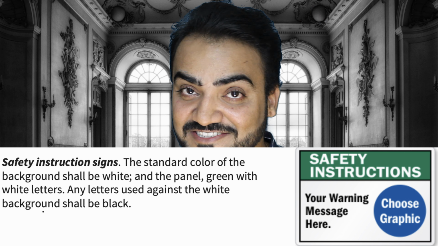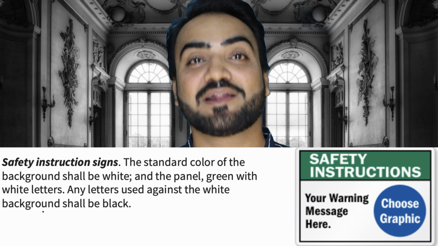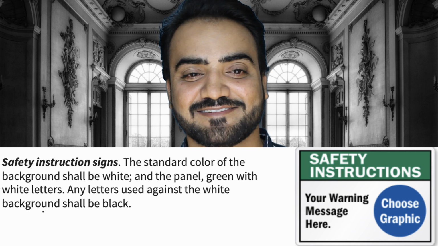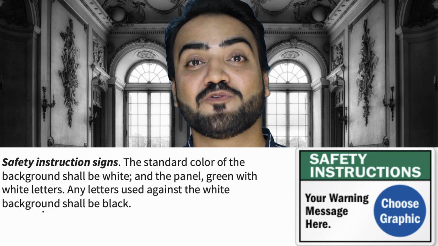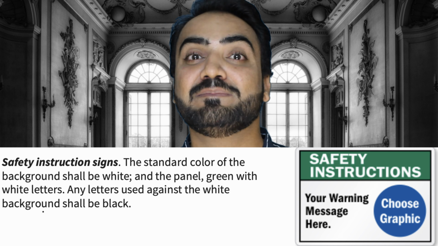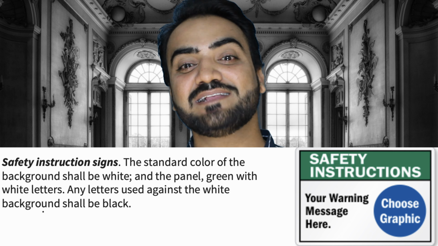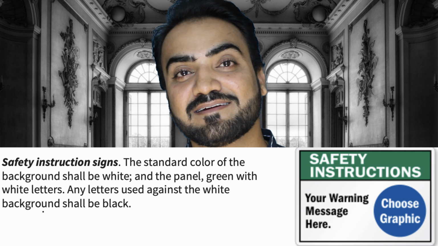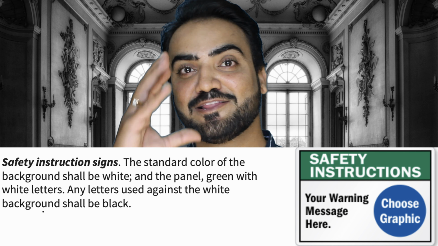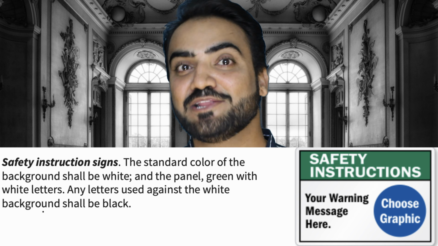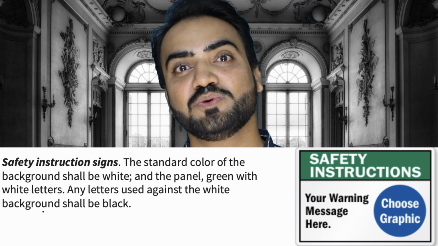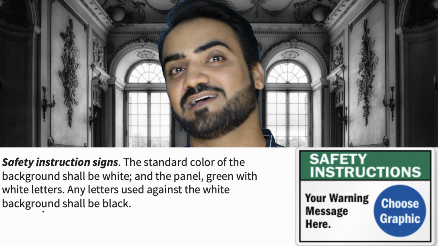Next is safety instruction signages. The standard color for the background shall be white and the panel will be green with white letters. Any letters used on the white background for the major message will be in black color. As shown in the image, you can see the signal word is written on a green background with white letters, and the major message is written on the white background with black letters, and a graphic image is used to create the hazard pictogram.